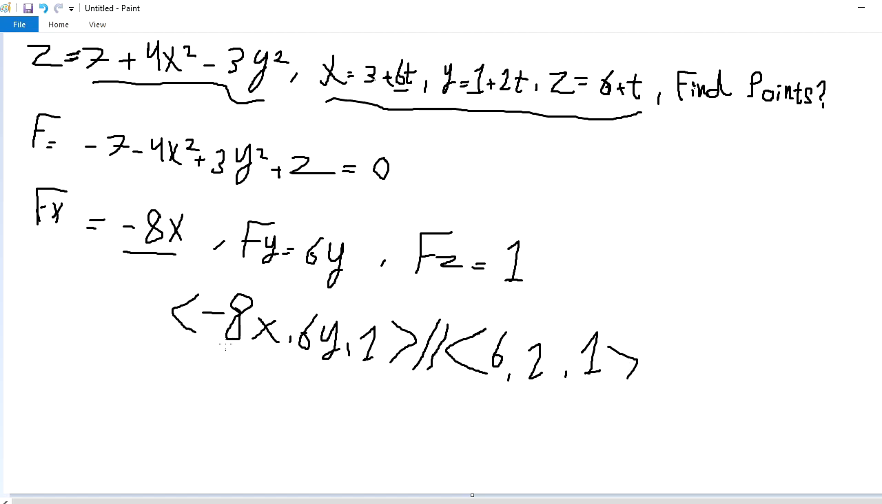Then I make every number equal to the other number, which means negative x is going to be equal to 6, 6y is going to be equal to 2, and 1 is going to be equal to 1. So let's see where we go. Here, negative 8x is going to be equal to 6, and 6y is going to be equal to 2, and 1 is going to equal 1.